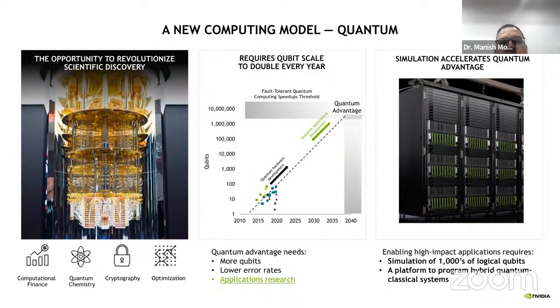Then what is the expectation? If you see the next chart, what we are looking for is the number of qubits being significantly higher over the years. Then we look for fault tolerant computing, speed up, threshold, and all of which will show the advantage of quantum computers, right? It should show some advantage, otherwise why would we look for quantum computers? We are okay with the classical computer as well, right? So these are the expectations over the years.